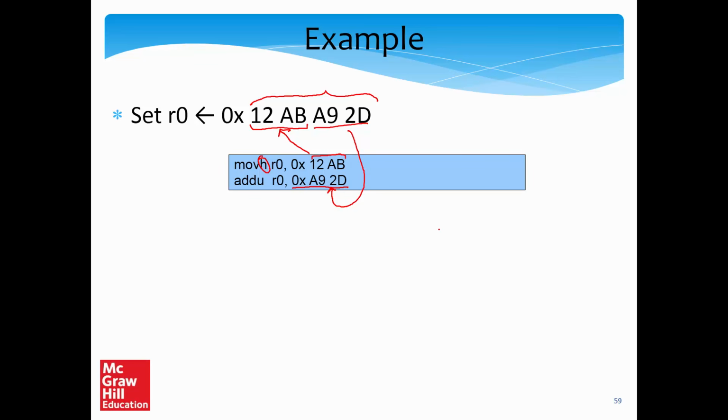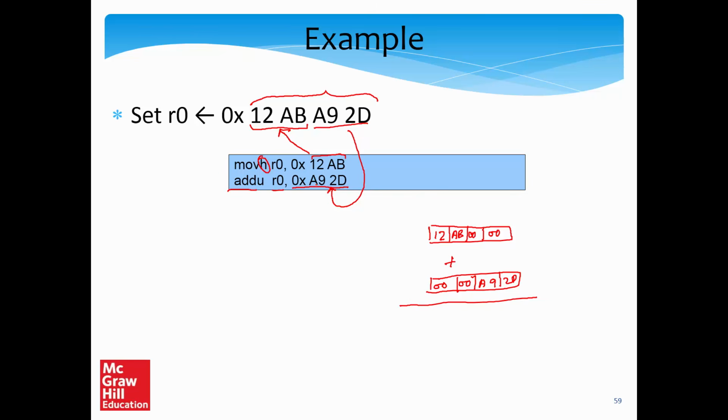So basically what do we have? What is the status of the register at this moment? Just before the second instruction, we have 1, 2 and AB, and then we have 0, 0 and 0, 0 in the two lower bytes. So what we can do is that we can add this with 0, 0, A9 and 2D. So this will give us the final result, which is this result.